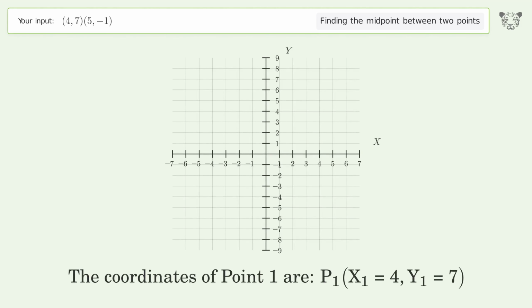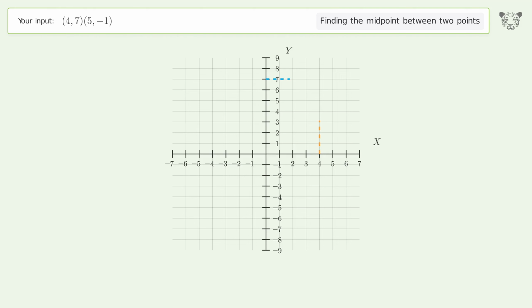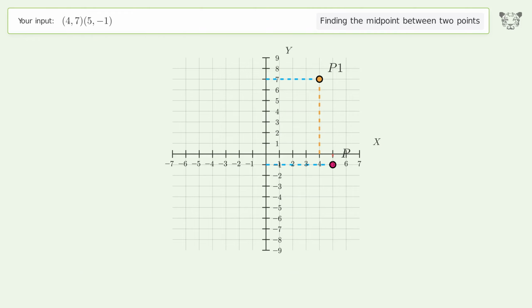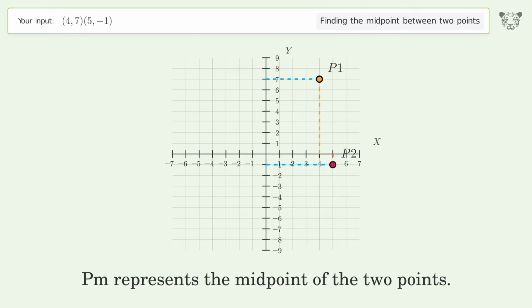The coordinates of point 1 are x1 equals 4, y1 equals 7. The coordinates of point 2 are x2 equals 5, y2 equals -1. PM represents the midpoint of the 2 points.